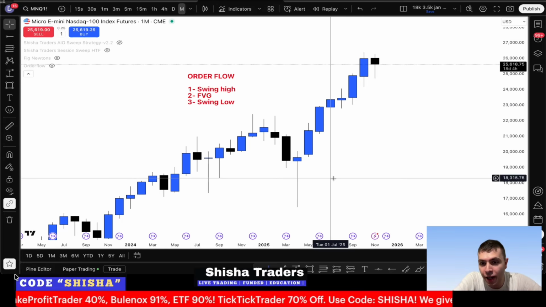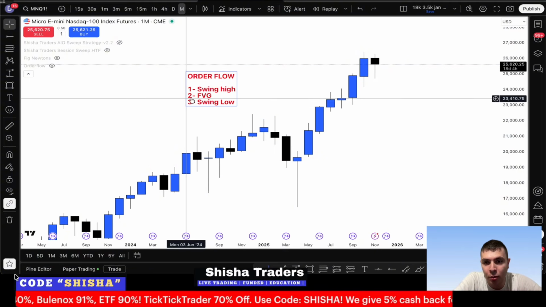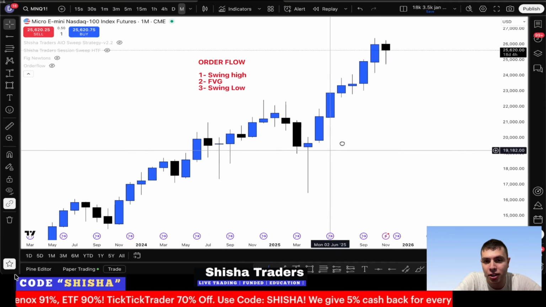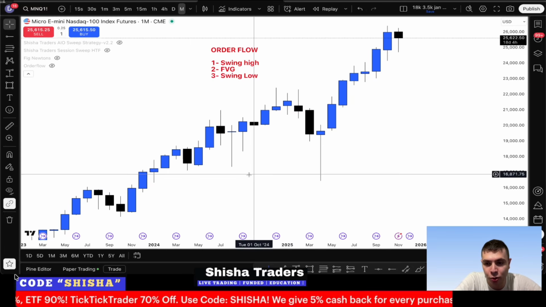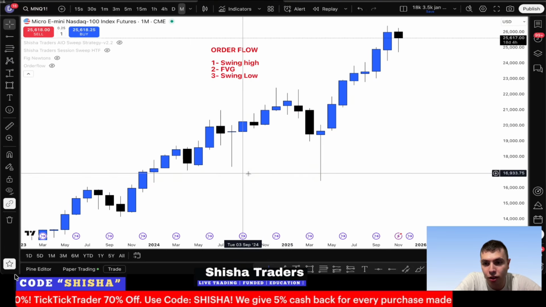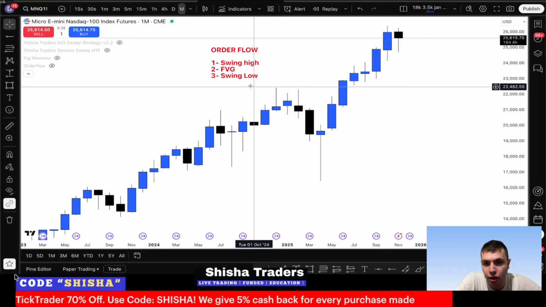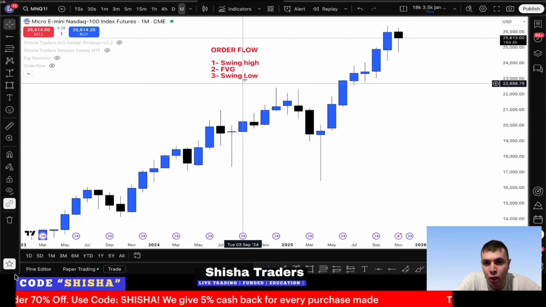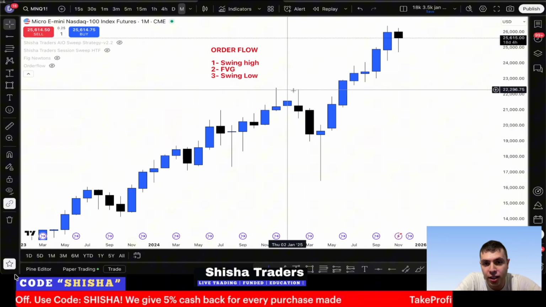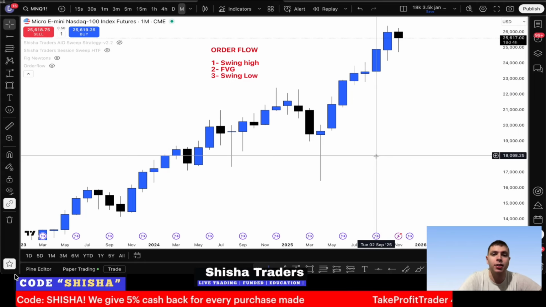Now, an FVG on its own does not determine order flow. And that's what everybody's trying to see. When you say FVG, they try to long it or they try to short it. That is not true. You need a swing high, you need a swing low, and you need an FVG in between. Just a swing high and a swing low does not make an order flow.